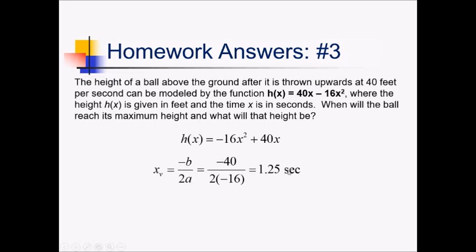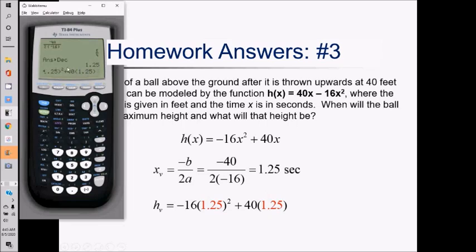Now to find the actual max, which is going to be the y value of the vertex, we plug this back into one of these h functions. I'm going to go with this function here that I already created. So negative 16 times 1.25 squared plus 40 times 1.25. And I'm definitely going to do that on the calculator. Plugging that in is going to give me 25 exactly. Well, that's nice.